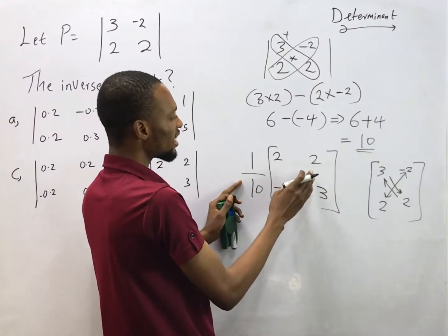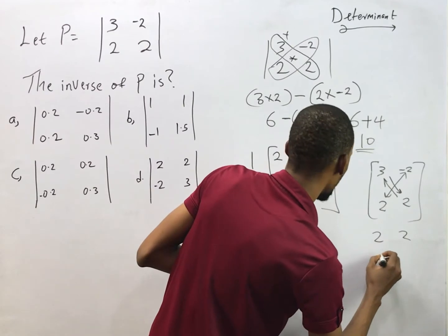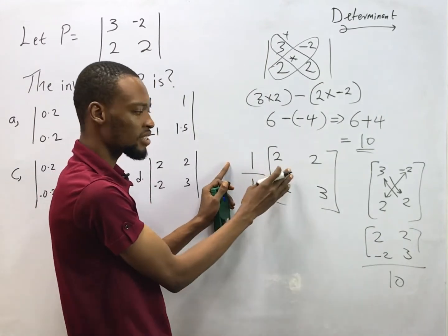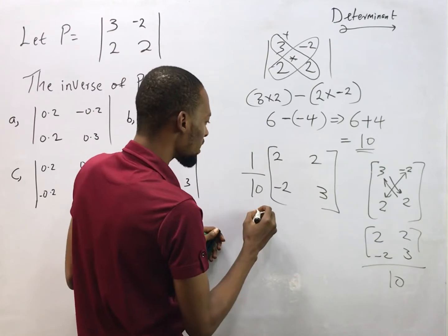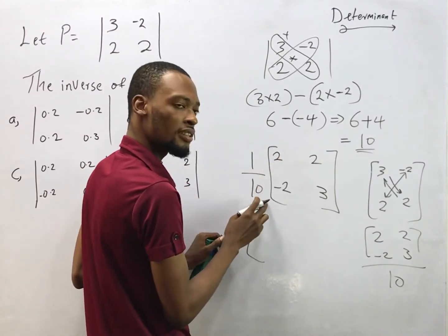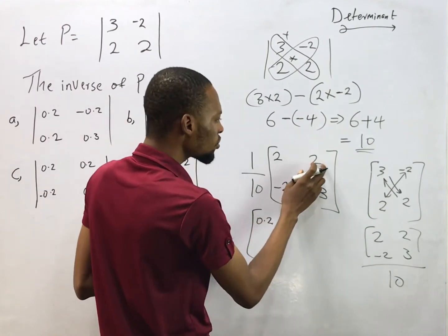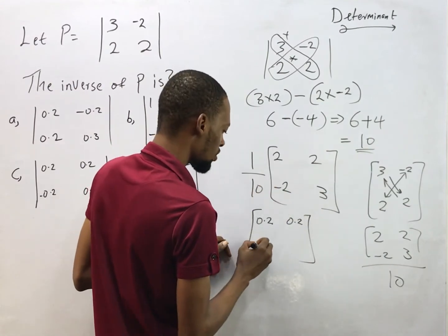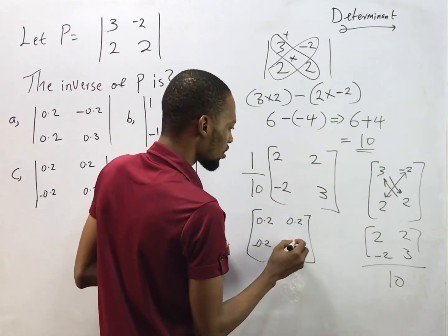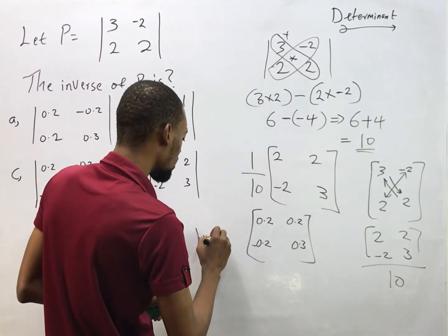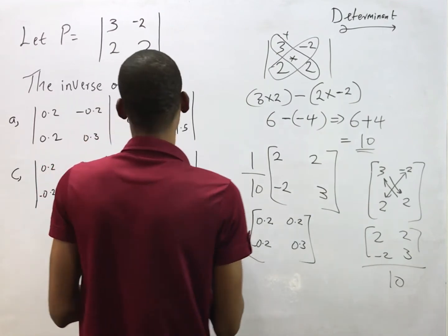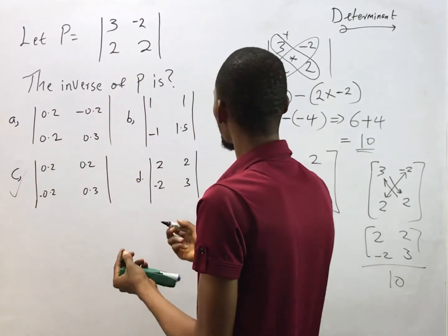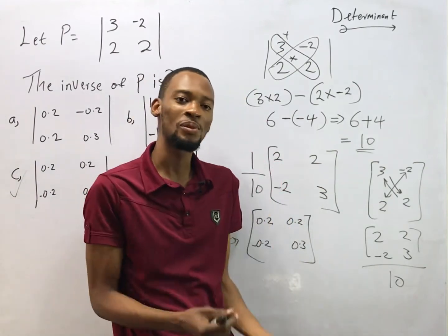Before we simplify, don't forget that this is the same thing as 2, 2, minus 2, 3, over 10. So this and this are the same, but this seems better. So you can come and say 2 divided by 10 is 0.2. 2 divided by 10, 0.2. Minus 2 divided by 10, minus 0.2. 3 divided by 10, 0.3. So this is the inverse of the matrix. So if P is this, the inverse of P is simply option C. So that's how you look for the inverse of a 2x2 matrix.